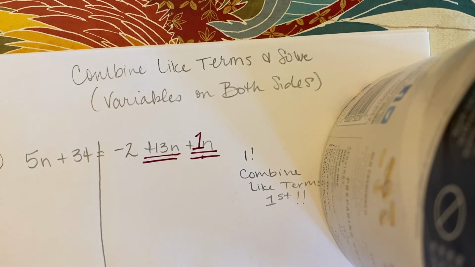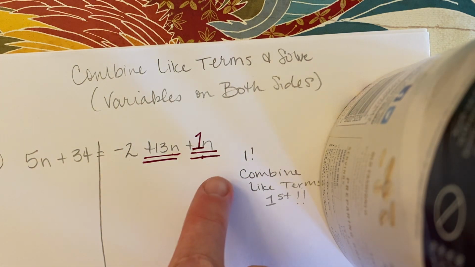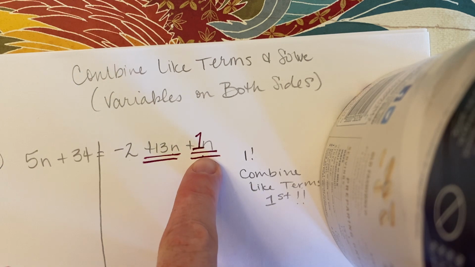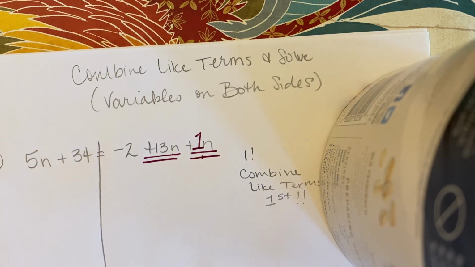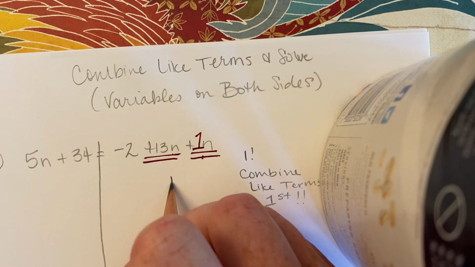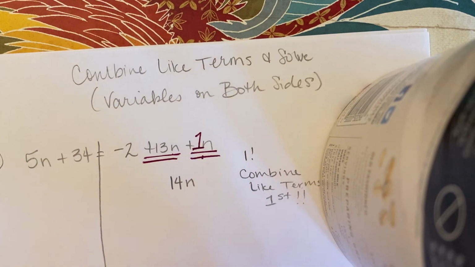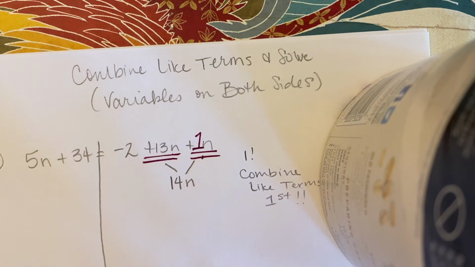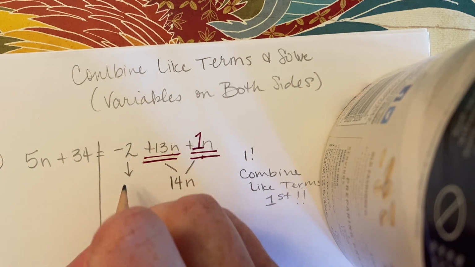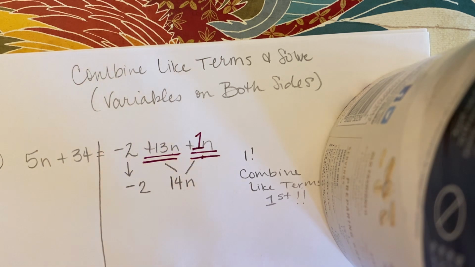So the question might be, how many n's do I have? Well, I have 1 n. And if that's the case, I get to combine that 1 n with this 13n. They're both positive. So when I combine them, and remember we're just grouping here, I end up with a positive 14n. Positive 14n. So in other words, these things just added together to make 14n. Everything else at this point is just going to drop straight down the line.